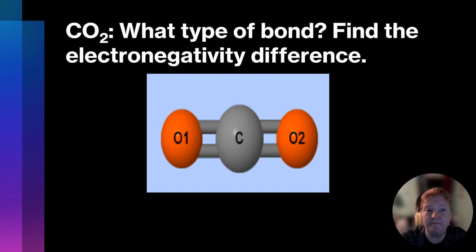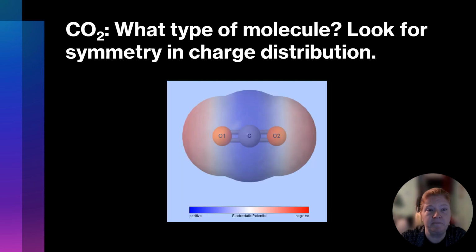All right, let's look at this one. What type of bond? Find the electronegativity difference. What type of molecule? Look for symmetry in the charge distribution.